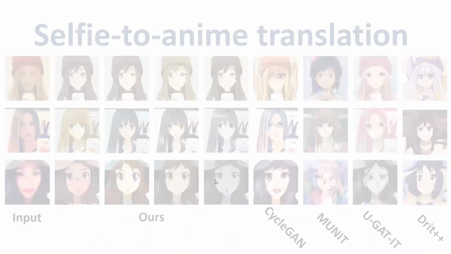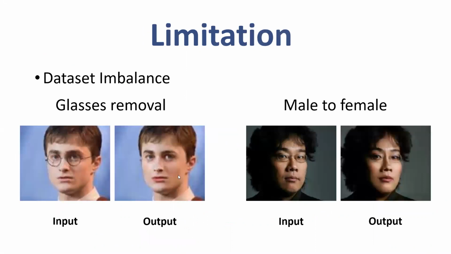Oh yes, exactly. If you use the cycle constraint, it's more pixel wise, like taking the input and the output and doing a loss between them.